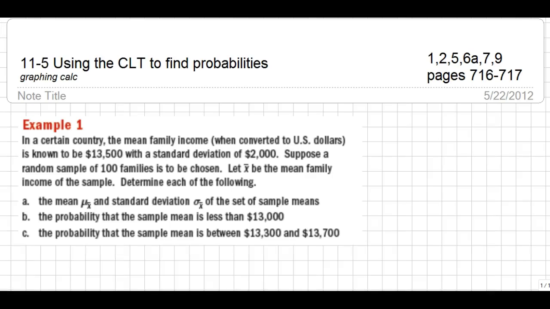This lesson is for FST, lesson 11.5 on using the central limit theorem to find probabilities. There's nothing really very new in this lesson, it's just taking some of the ideas that we've learned in the chapter and putting them together. Let's quickly review the central limit theorem.